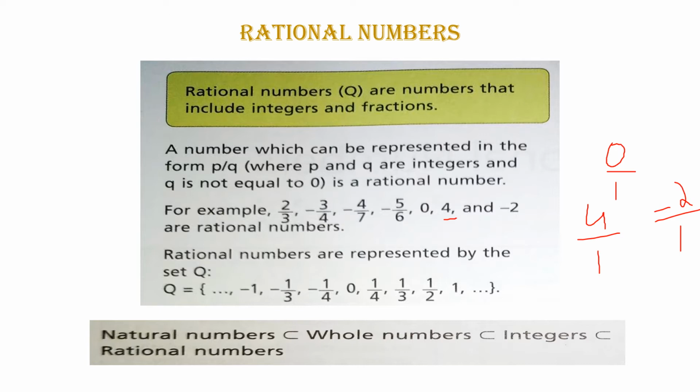So these are all rational numbers and they are represented by the capital letter Q, just like we use capital N to represent natural numbers, capital W to represent whole numbers, capital Z to represent integers. We use capital Q to represent rational numbers. Now natural numbers are a subset of whole numbers, meaning all the natural numbers are whole numbers, and all the whole numbers and natural numbers are integers, and all these are rational numbers.